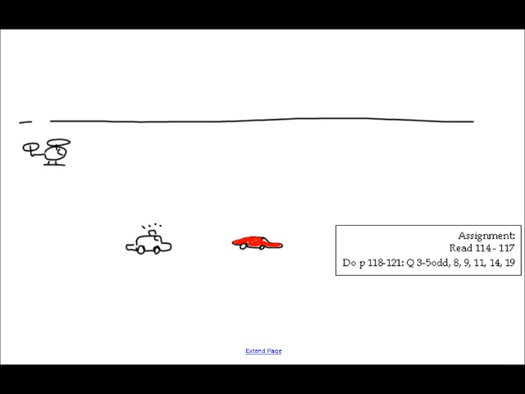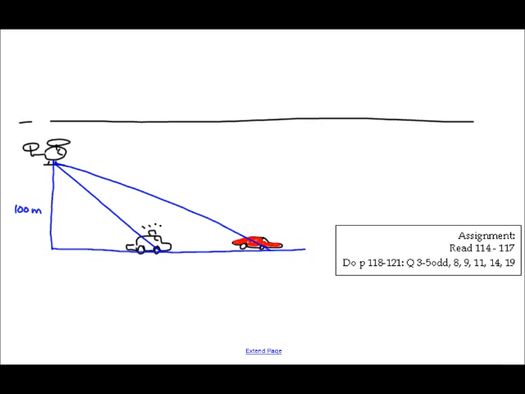Now, the helicopter is 100 meters off the ground, with a straight line down from it. It measures the angle of elevation of the vehicles to the top of the helicopter. So the angle of elevation for the car is 20 degrees, and the angle of elevation for the cop vehicle is 40 degrees.